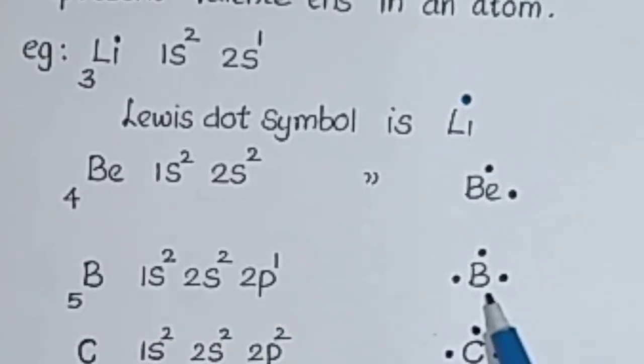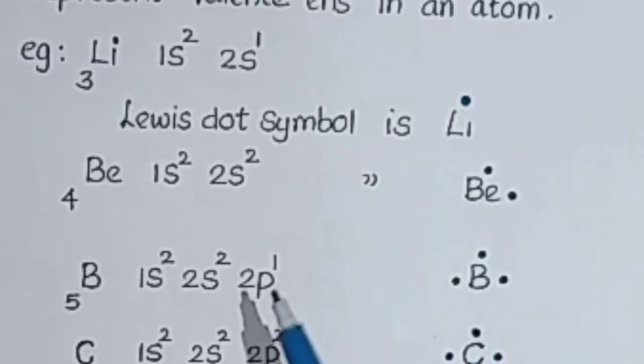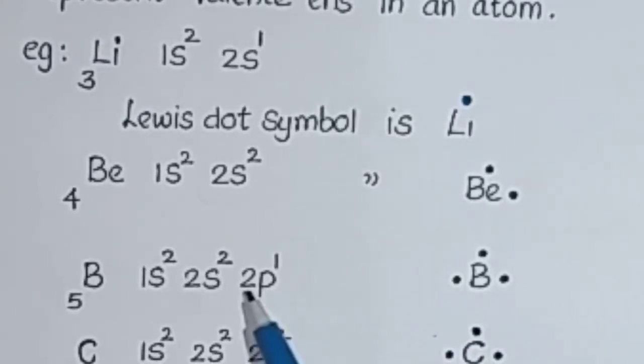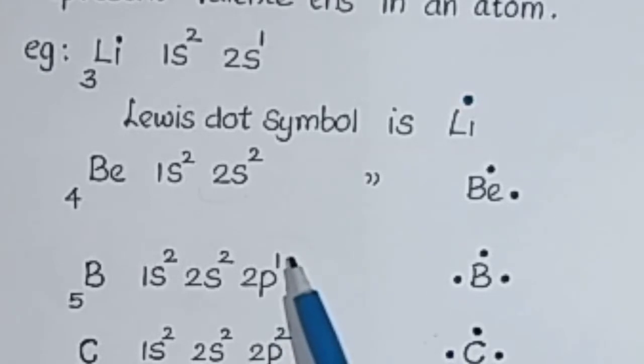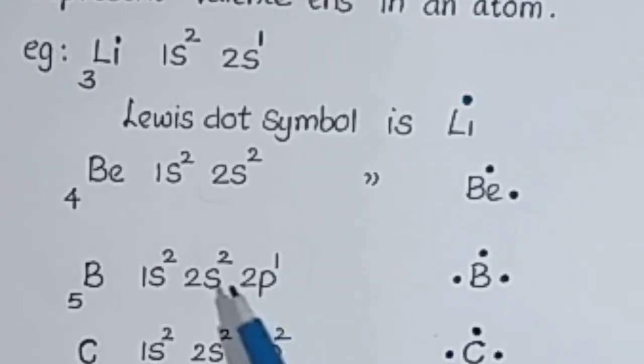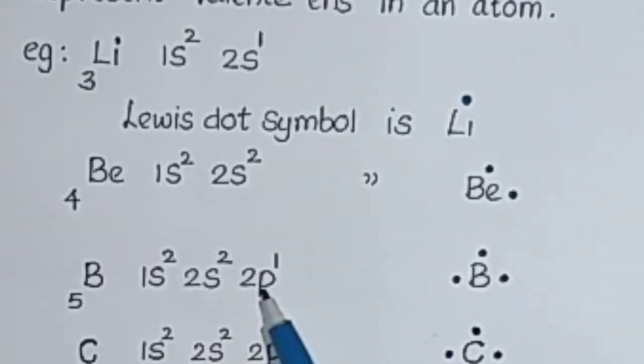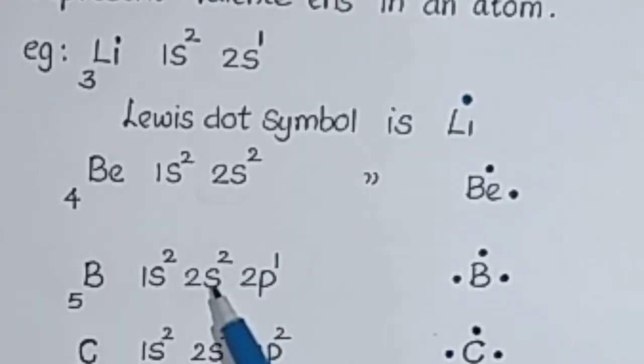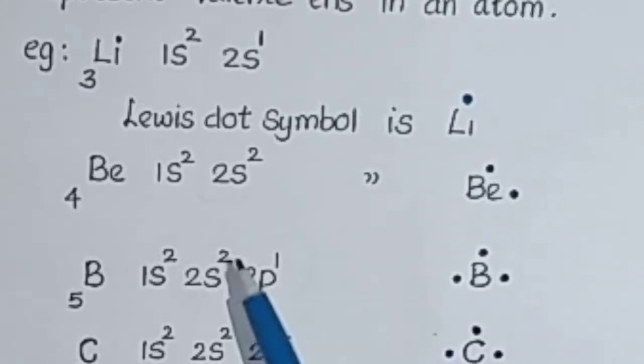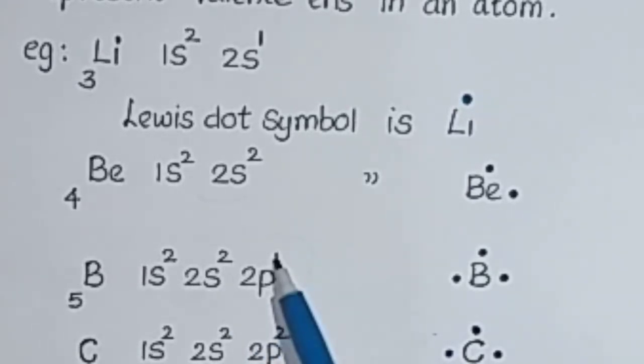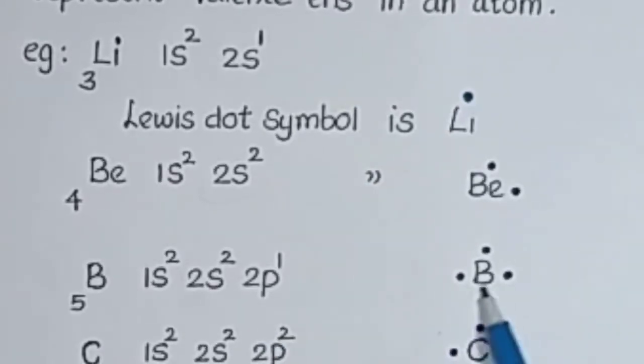So write the symbol B for boron, then 3 dots. 3 electrons. Do not misunderstand, this 2p only consists of 1 electron. This is not the outermost shell by itself; 2s and 2p are included in the outermost shell, the main shell. So this consists of 3 electrons, 2s consists of 2 and 2p consists of 1. Total 3 electrons, so 3 dots.